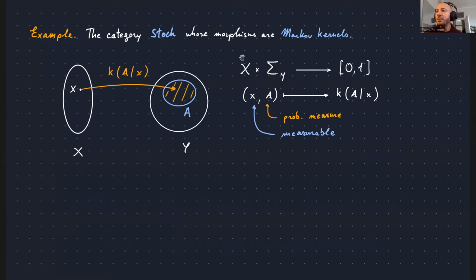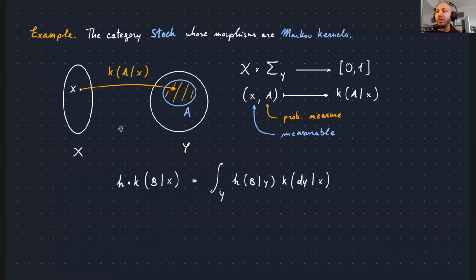So these are maps that take a point of X and a subset of Y, an event of Y, and give the probability of ending up in A if we start in X. Okay, so for each X, this is a probability measure on Y. Again, if you want, it's a family of probability measures on Y indexed by X, but moreover, it's indexed measurably in X. Okay. Why do we want this technical condition of measurability? Well, because we want to integrate over these objects when we compose them.